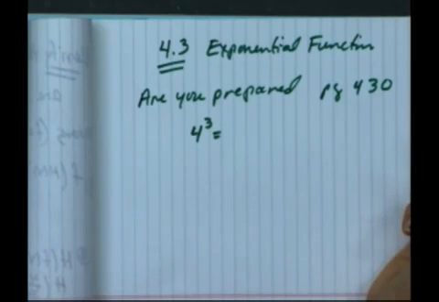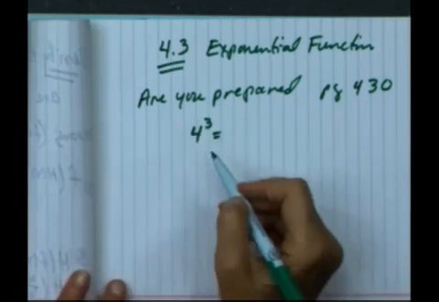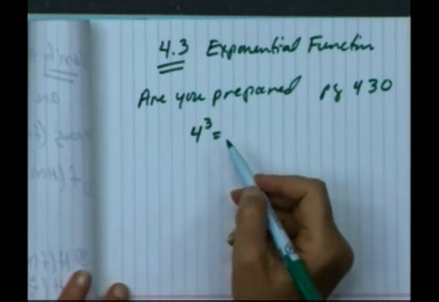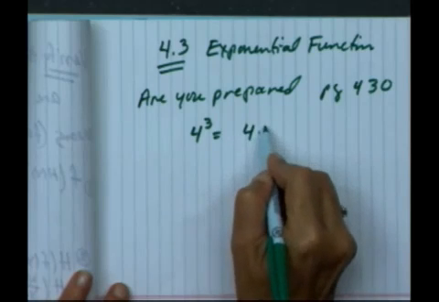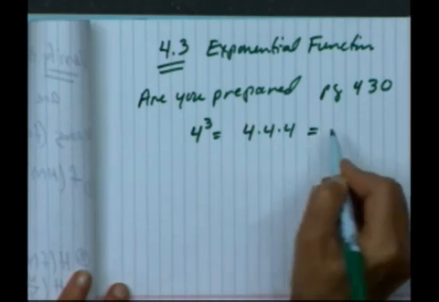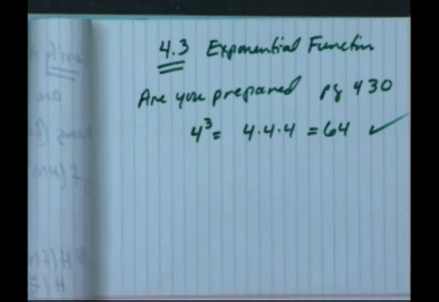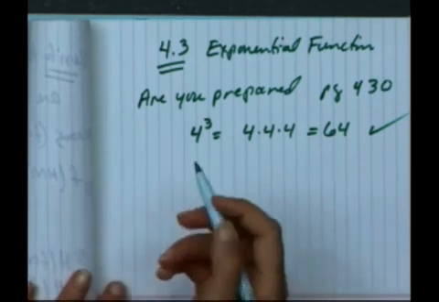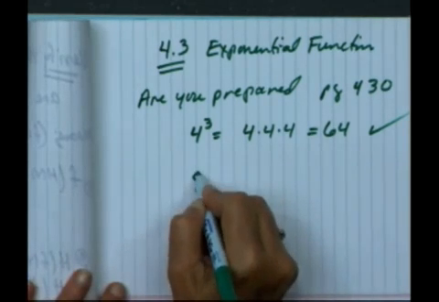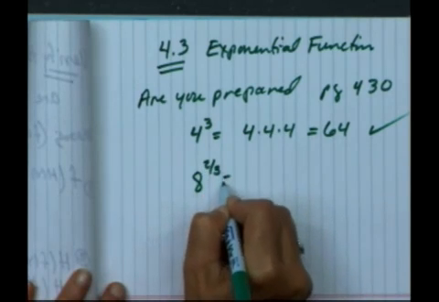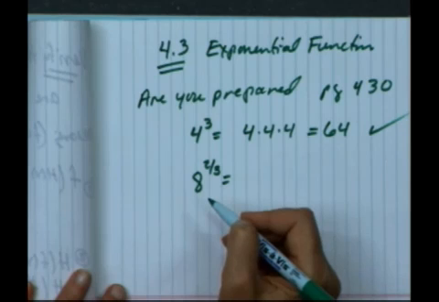Okay. I forgot. Are you guys the expert on 4 cubed? All right. What does 4 cubed mean? 4 times 4 times 4, and that is 64. Check. 3 to the negative 2, so it'd be 1 over 3 squared. Okay. So it's 1/9. 8 to the 2/3. What does that mean?